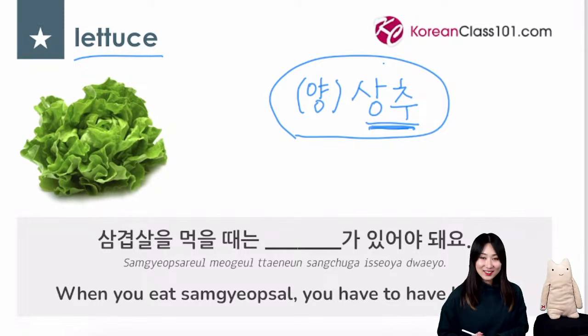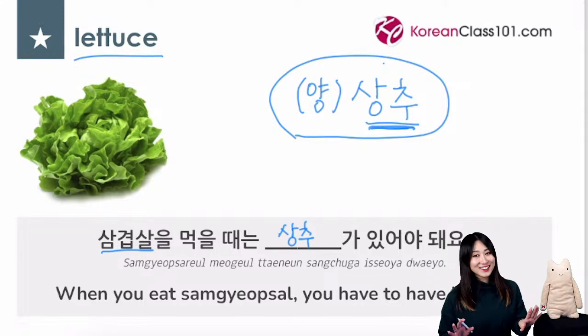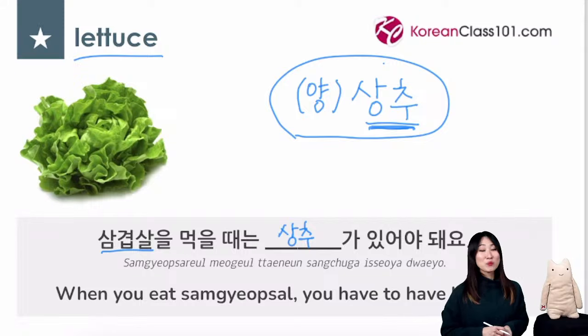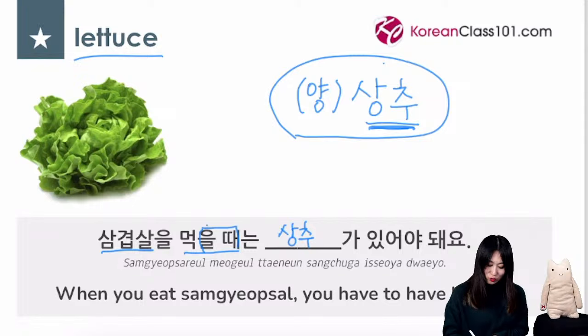삼겹살을 먹을 때는 상추가 있어야 돼요. What is 삼겹살? 삼겹살 literally means three-layered meat, but it's pork belly. Pork belly barbecue is 삼겹살. 삼겹살을 먹을 때 means when you eat 삼겹살. So, it's a good grammar to know.